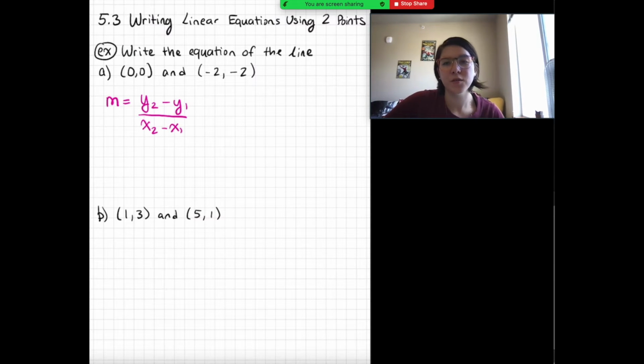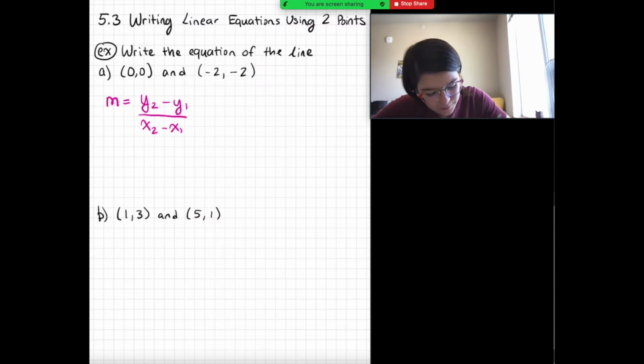So in 5.2, we learned how to find the equation of a line given a point and a slope. In this case, we are only given 2 points. We aren't given the slope, we aren't given the y-intercept or anything. So we're going to have to find all of that ourselves. So we're going to start with the slope. Let's label our 2 points. We'll call (0, 0) x1, y1, and the point (-2, -2) x2, y2.